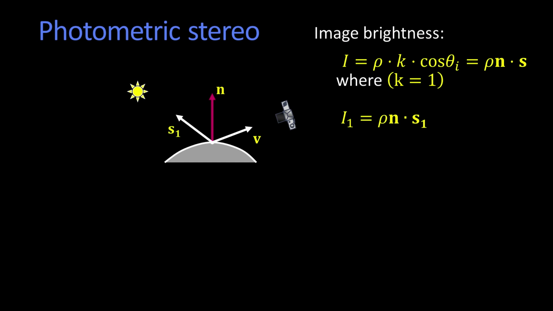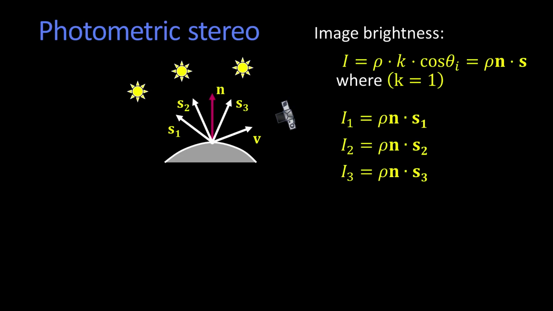And for each one of our sources, source 1, we take our first image. Source 2, we take our second image. Source 3, we take our third image. Now notice, by the way, that rho is in these equations, right? Rho is the albedo, so I'm not assuming I know the albedo. So now I have 3 images.